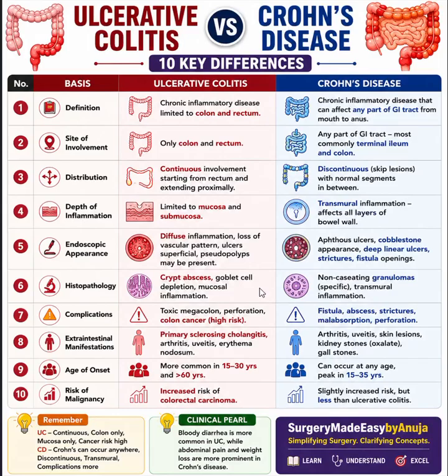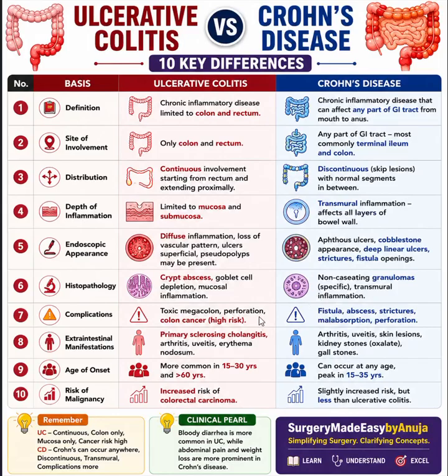When we take a biopsy in ulcerative colitis and do a histopathology, we see that there are crypt abscesses, goblet cell depletion, and mucosal inflammation. When we do a histopath in Crohn's disease, we see that there is a non-caseating granuloma, which is very specific, and transmural inflammation, that is, there is involvement of all the layers of the bowel wall.